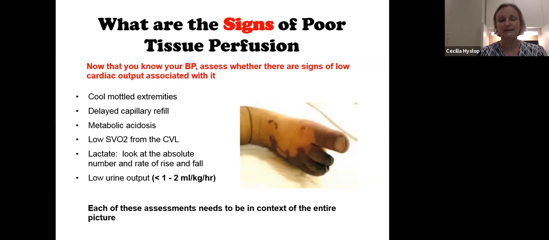We want to pay attention to the urinary output. If we have inadequate cardiac output, then we're going to have inadequate perfusion of the gut and the kidneys. And if we have inadequate perfusion of the gut, we stop tolerating our feeds. If we have inadequate perfusion of the kidneys, we no longer have that 1 to 2 mils per kilo per hour of urinary output. But of course, we always have to think about the context of the patient.